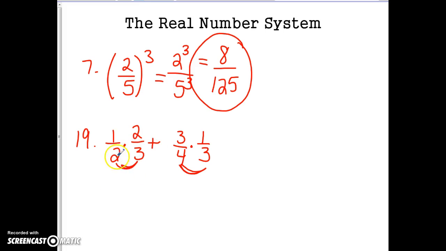So I'm going to go through and do the two multiplications first. So 1/2 times 2/3. So you're going to multiply the numerators and denominators. So 1 times 2 is 2, 2 times 3 is 6. Same thing over here, multiply the numerators first, then multiply the denominators. So it's 2/6 plus 3/12.